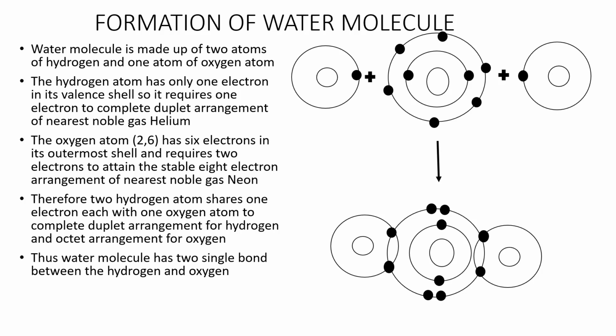Now, as you see here, there are pairs of electrons which are not involved in bonding. That particular pair of electrons, we call it a lone pair of electrons.